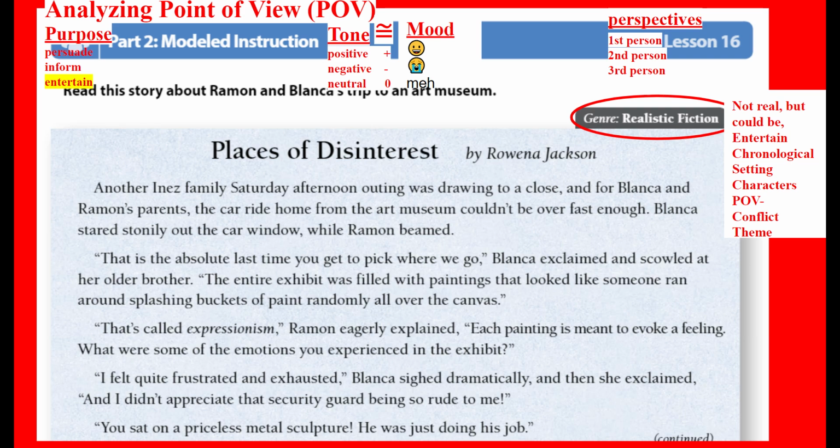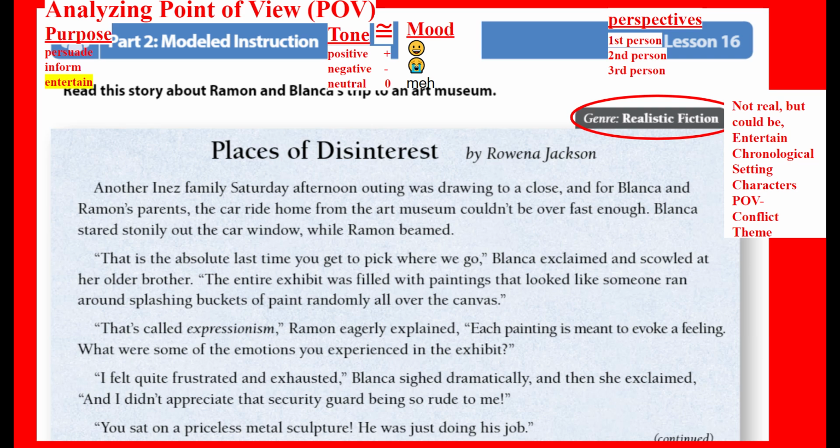Realistic fiction, the purpose of it is to also entertain. So don't forget, anytime you have any kind of fictional text, the purpose is to entertain. It is told in chronological order, so that is the text structure, chronological order. It's told from beginning to end. The setting for realistic fiction is also realistic. It's gotta be a realistic setting, maybe a place that you are potentially familiar with. The characters are also realistic. They're not going to have superpowers or anything like that. That doesn't make them realistic.